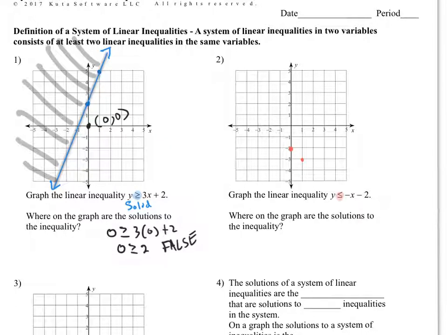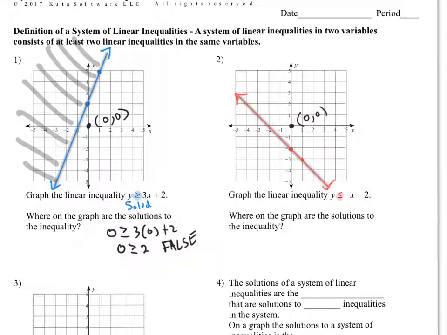Let me make that line longer, and let's indicate it's going to go on forever. Once again, we need a test point. Like I said, always test the point 0, 0. If our statement comes out true after we plug it in, then you shade the same side. If our statement comes out false, you shade the opposite side.